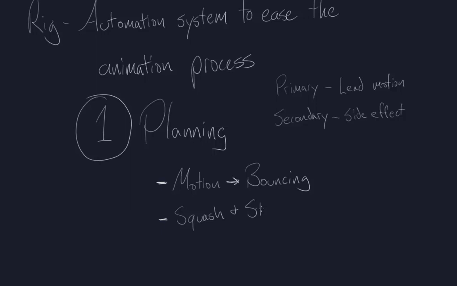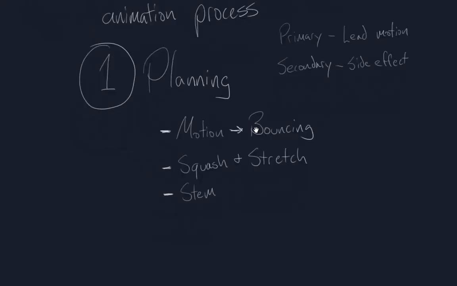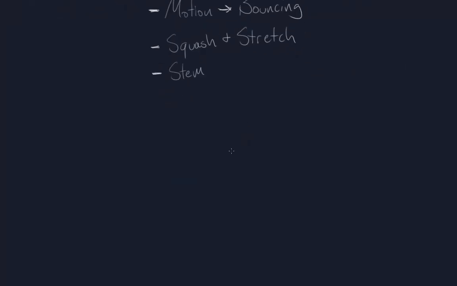We need squash and stretch. And we need for our stem to be animatable as well. So those are the things that we're really looking at here. Okay, so I just want to give a rundown of our approach before we get into things. So let's take a look at our cherry. So this is a really rough look at our cherry.